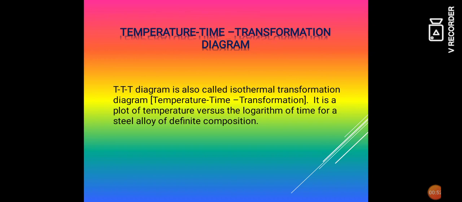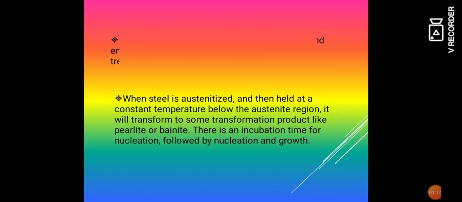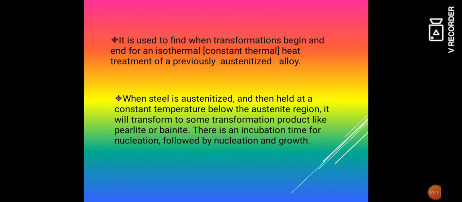The TTT diagram is nothing but temperature time transformation diagram. It is also called isothermal transformation diagram. It is a plot of temperature versus the logarithm of time for a steel alloy of definite composition. It is used to find when transformation begins and end for an isothermal heat treatment of a previously austenized alloy.